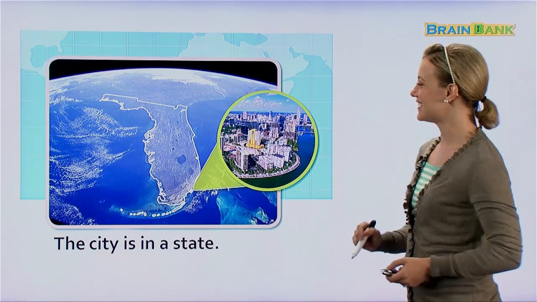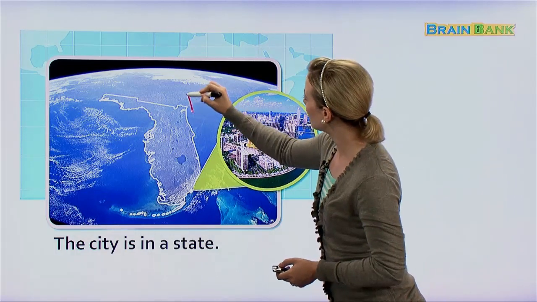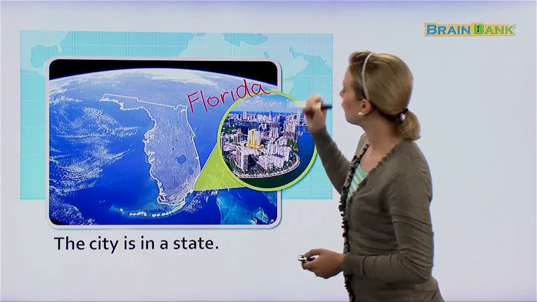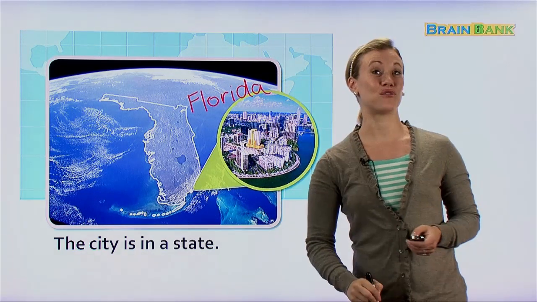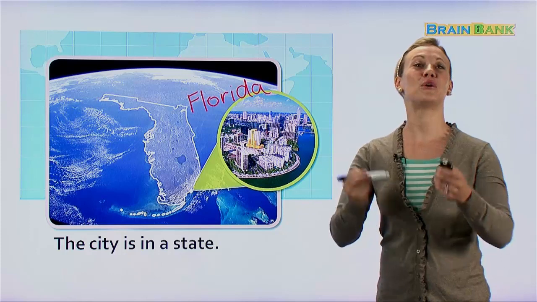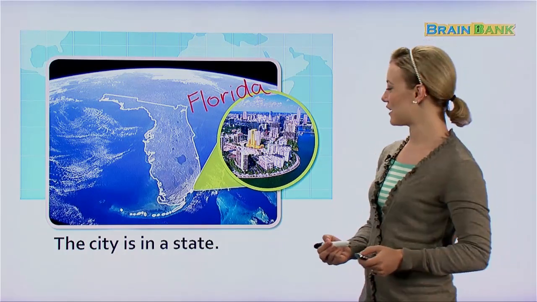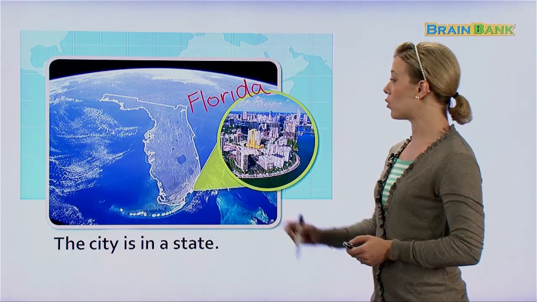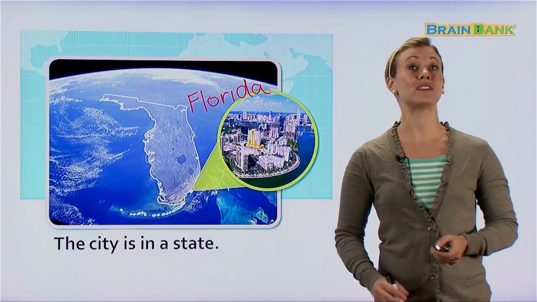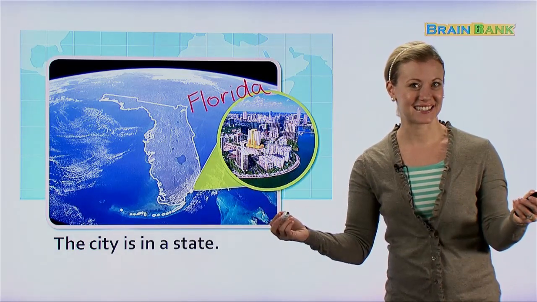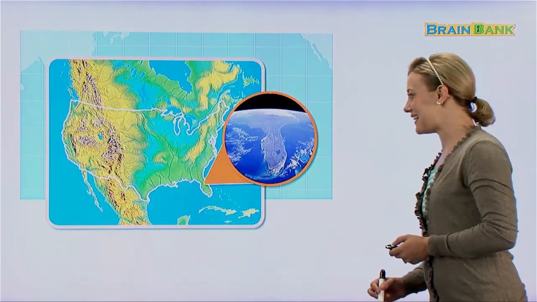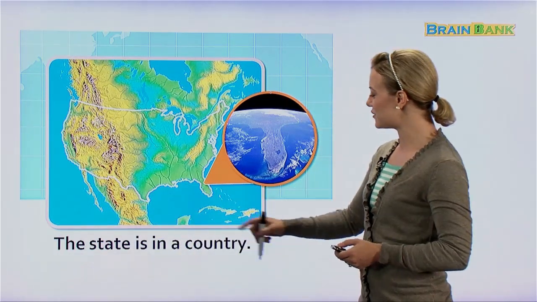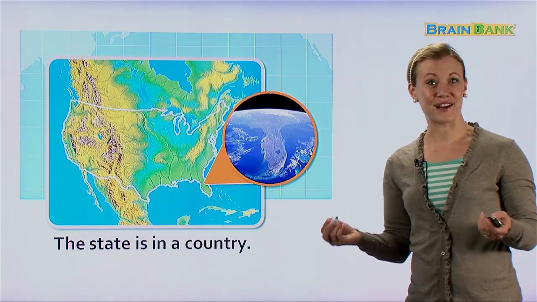I can recognize it. This state is called Florida. Can you say it with me? Florida. Florida. Very good. So now that we know that her city is in Florida, a state, what comes next? What's bigger than a state? Ah, yes, that's right. The state is in a country. The state is in a country.